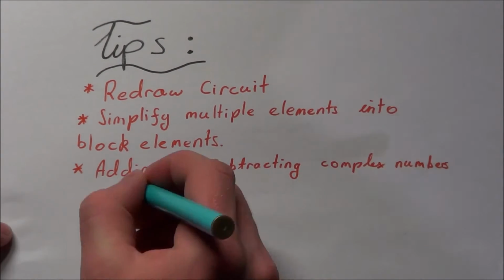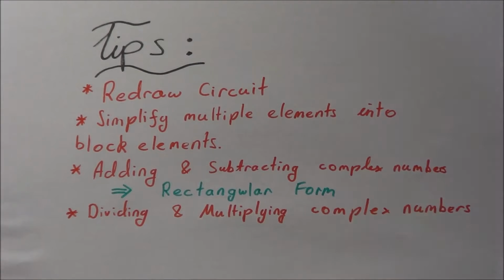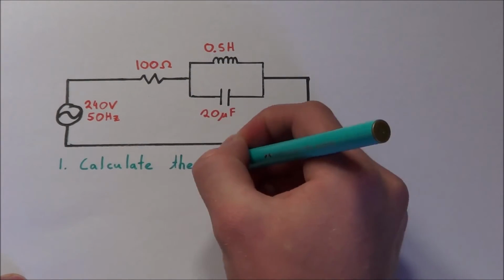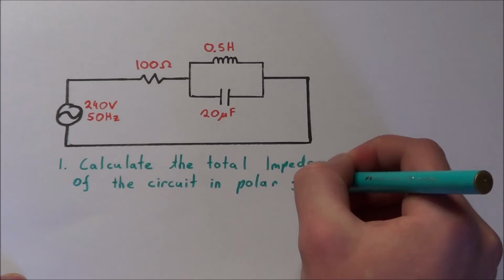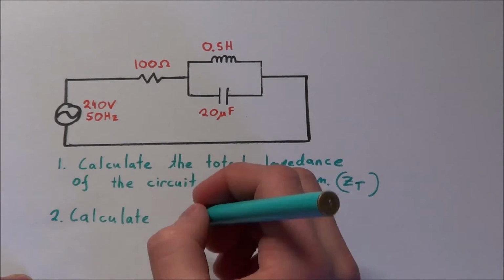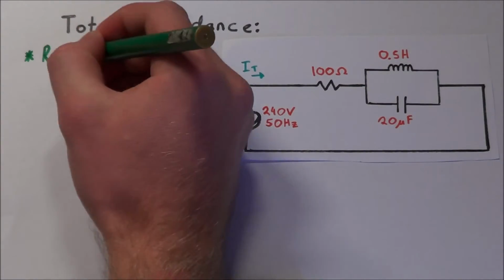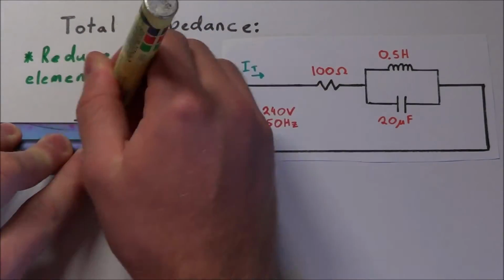Adding and subtracting complex numbers requires rectangular form, while dividing and multiplying requires polar form. The following series parallel circuits shown and the questions are common questions asked when analysing a circuit with this configuration. Firstly, we will calculate the total impedance of the circuit in polar form, and then we will calculate the total current. To find the total impedance, the circuit can be first reduced into block elements as seen in the diagram.